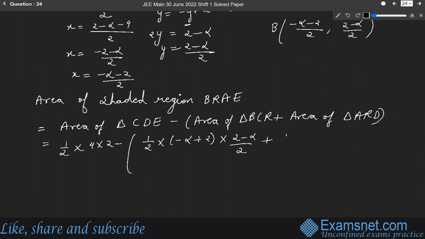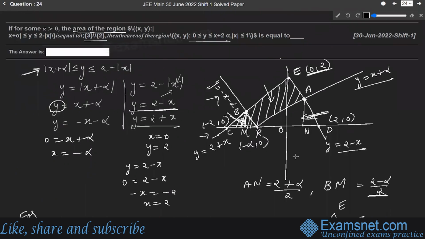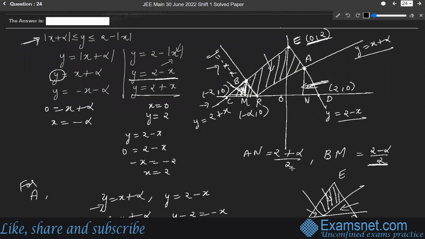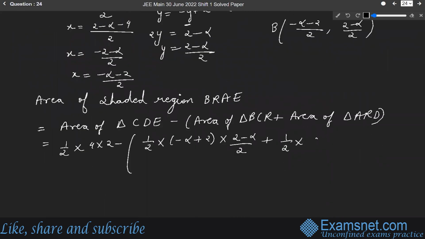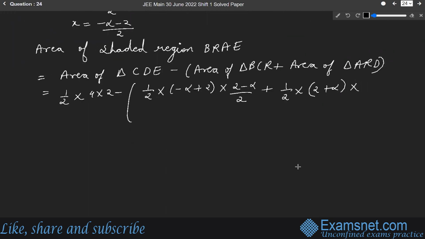Again, half into base into height. So, half into. Let us see what is the base of ARD. For ARD, RD is the base, right? So, what will be its value? Its value will be 2 plus alpha. So, we have 2 plus alpha into height. What is height for ARD? For the triangle ARD, the height is AN. And we know the value of AN. AN is 2 plus alpha upon 2. So 2 plus alpha upon 2. Now, this 2 and 2 will be cancelled. So 4 is remaining minus.